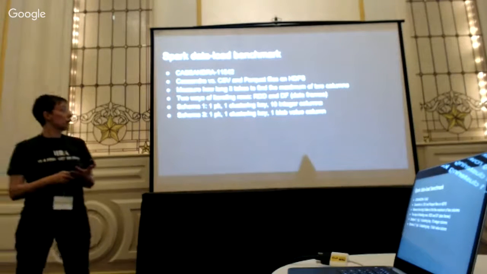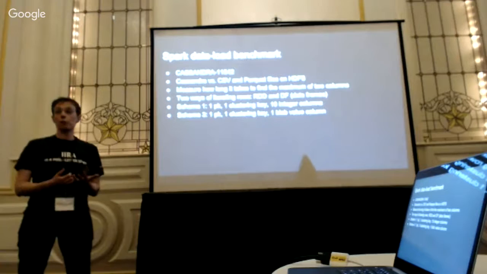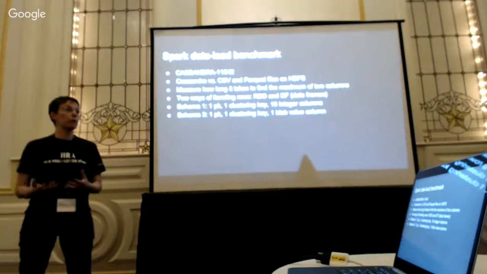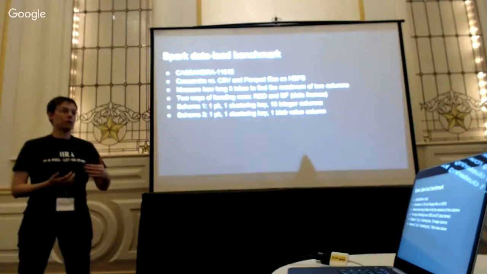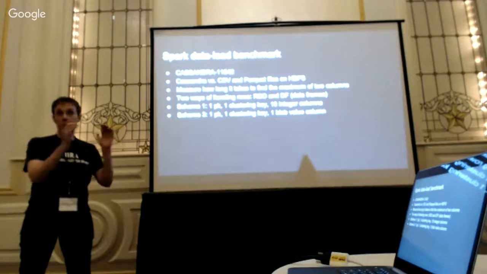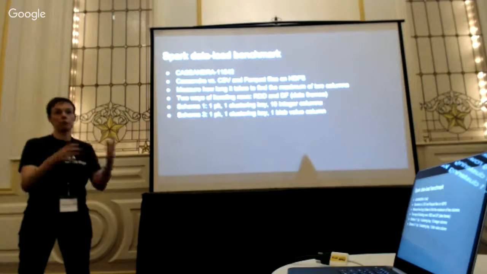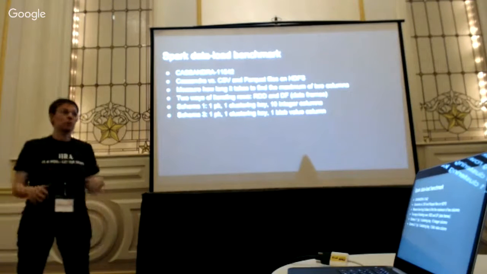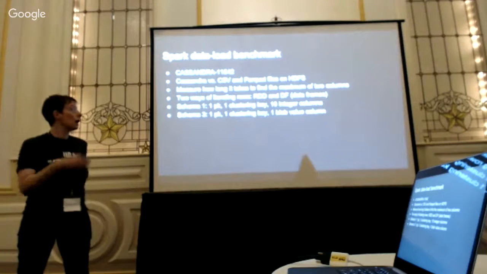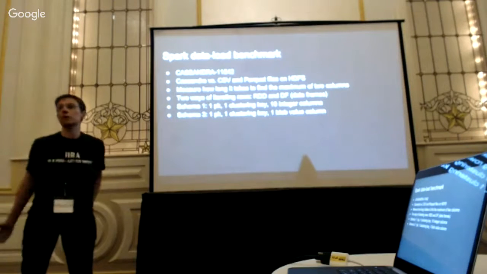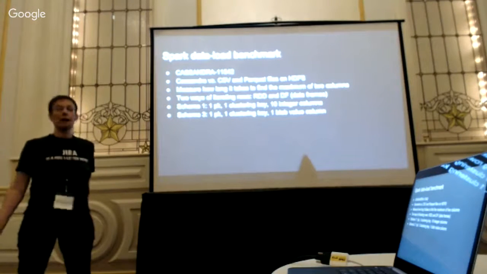The way we measure how long it takes to load data is by performing a very simple Spark operation. We iterate across rows, and for each row, we calculate the maximum between 2 columns, and then we calculate the global maximum. The reason we have to do this sort of trick is that if we simply counted the number of rows, Parquet has that information in the metadata, so it wouldn't be fair.